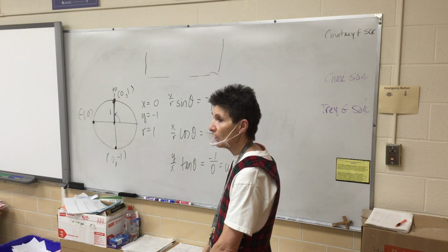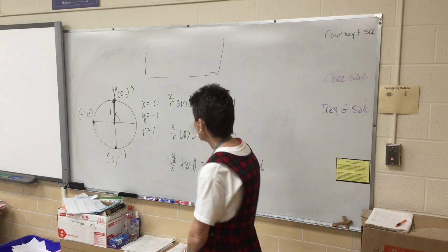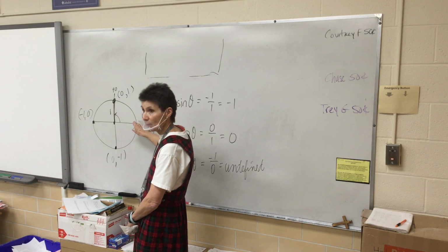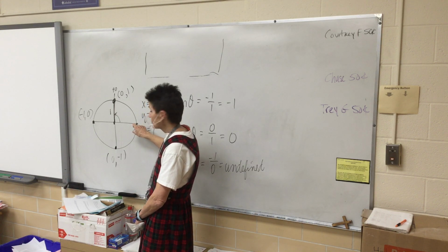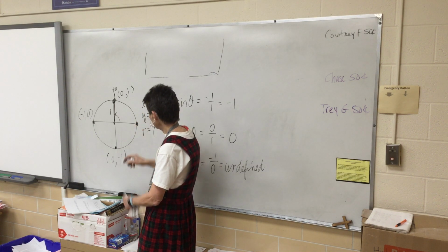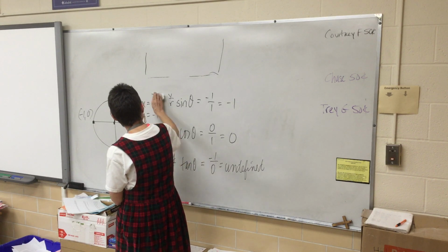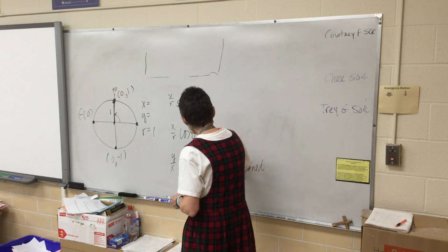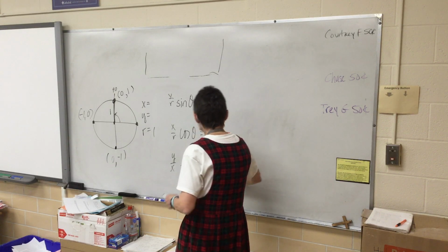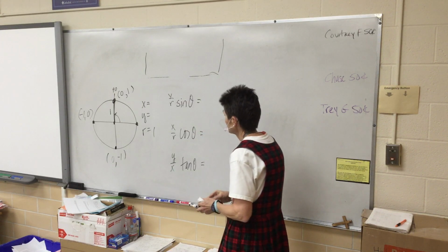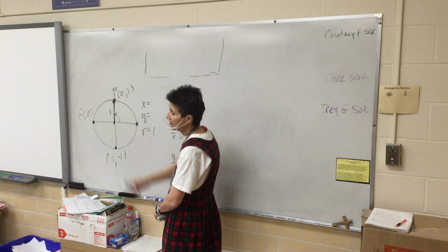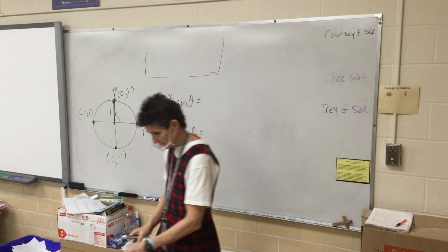Now, do the last one all by yourself, remembering that 0 is right here, right? 0 degrees is right here. So find the coordinates of that point, and then evaluate your sine, cosine, and tangent. Zero is right there. That's the beginning. 0 degrees.